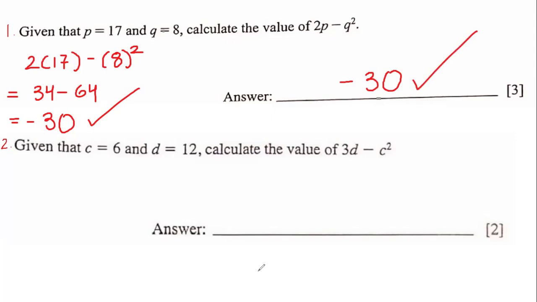All right, for number 2, I want you to tell me your answer after I count to 3. 1, 2, 3. 0. Yeah, I also got 0 for that one. Someone saying negative something? I say negative 24. 0.